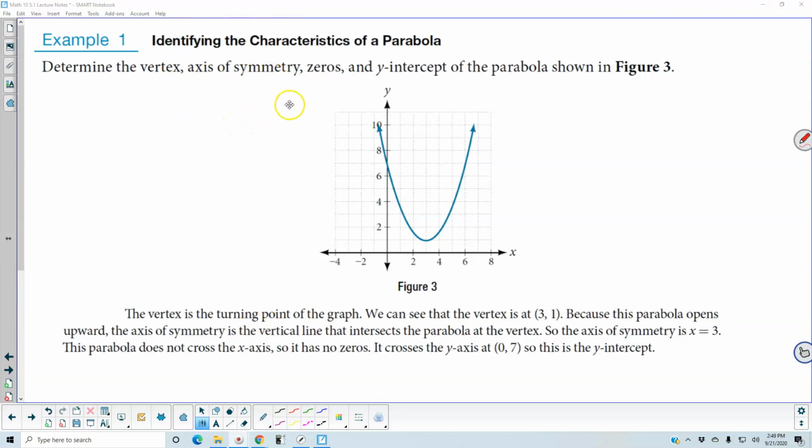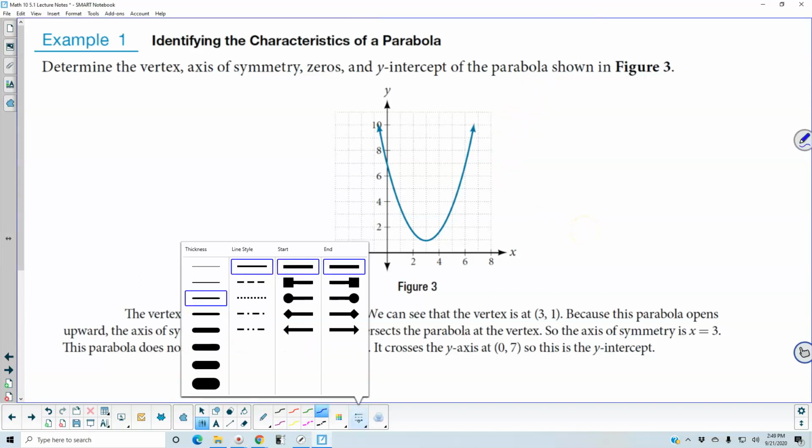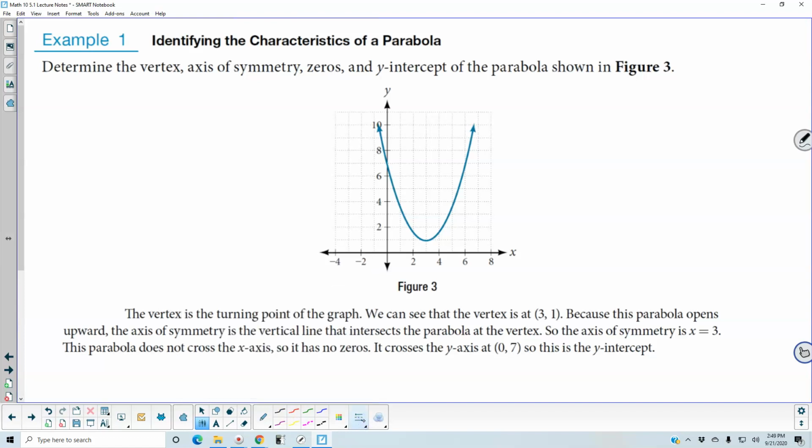Example 1, identifying the characteristics of a parabola. Determine the vertex, the axis of symmetry, zeros, and y-intercepts of the parabola that's shown in figure 3. So the first thing we want to do is determine, okay, what is the vertex? Well, the vertex is the turning point, and it's right here in the center. The ordered pair that's associated with that has an x-coordinate of 3 and a y-coordinate of 1. So we can see that the vertex is at (3, 1).